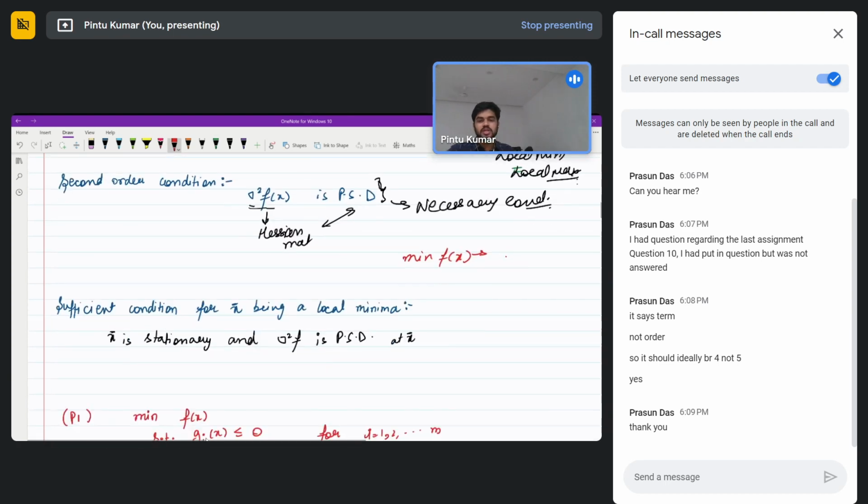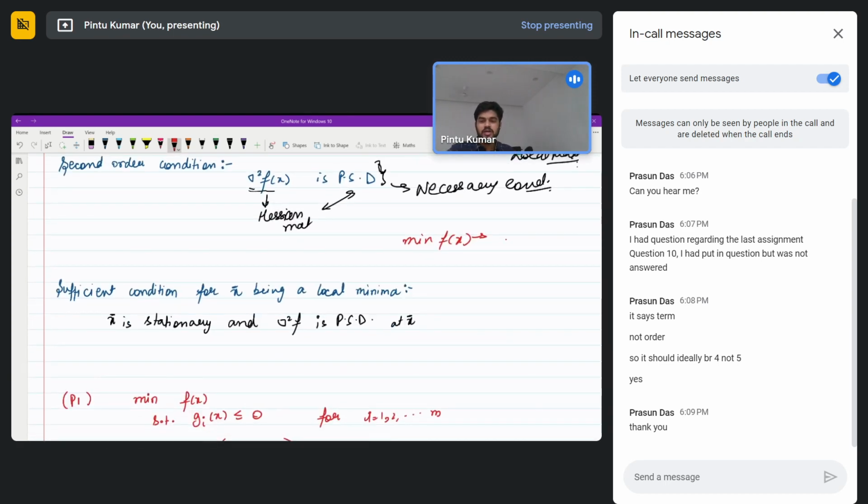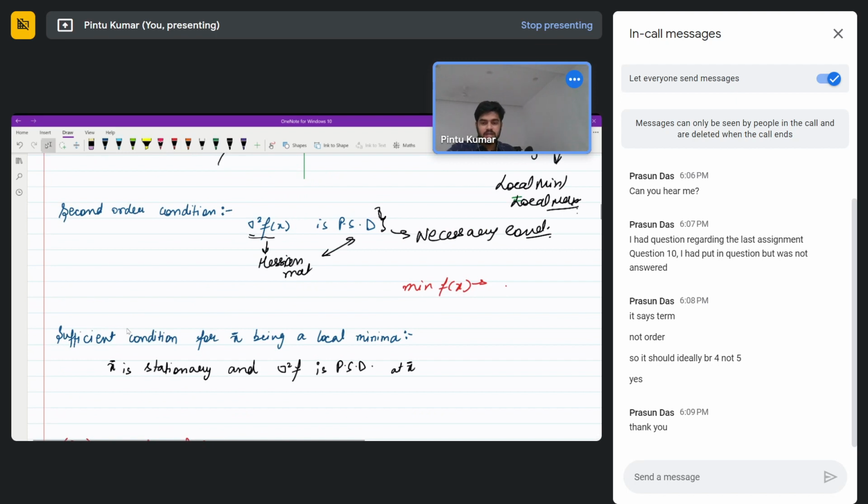The sufficient condition for finding a local minima is that x bar is a local minima, or similarly a local maxima, if, first of all, x bar is a stationary point. What does this mean? That your gradient of f is 0 at that point and your Hessian is positive semi-definite. Okay, this is the Hessian. And if you talk about maxima, your Hessian should be negative semi-definite.